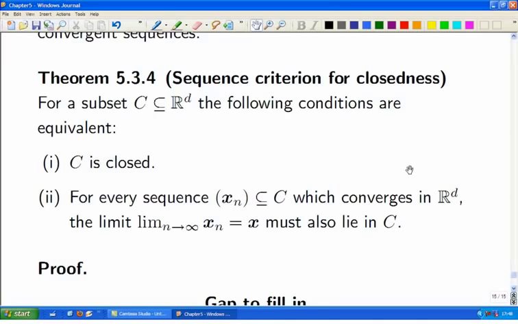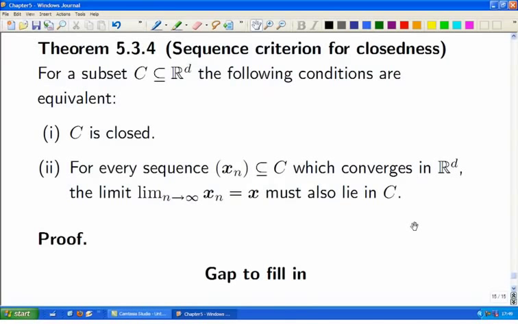Another characterization of closed set that we won't do in this module is that a set is closed if and only if it contains the whole of its boundary. Boundary was done in the last examples class. A set is open if it doesn't meet its boundary at all, if none of the boundary points are in the set. So that's another characterization you can use. In terms of sequences, a set is closed if and only if no sequence of points in the set can have a limit that's outside the set. So it's impossible to use limits to escape from the set.